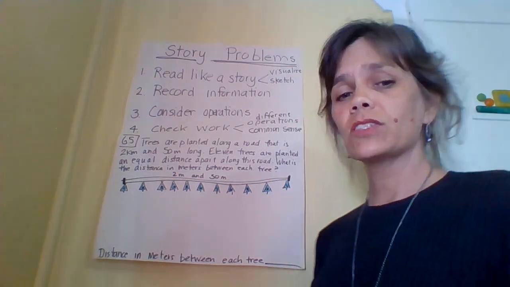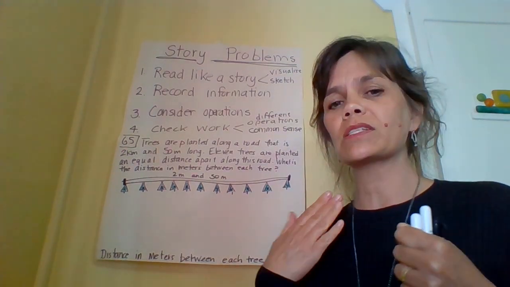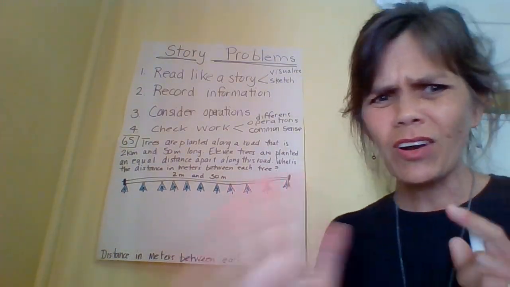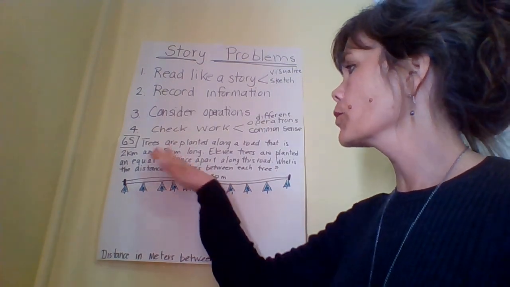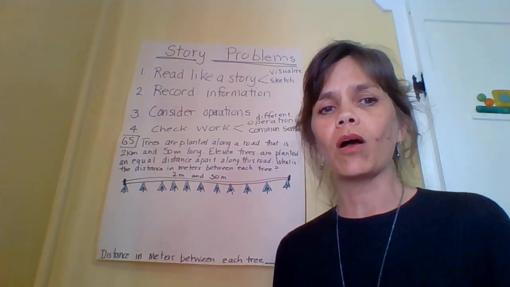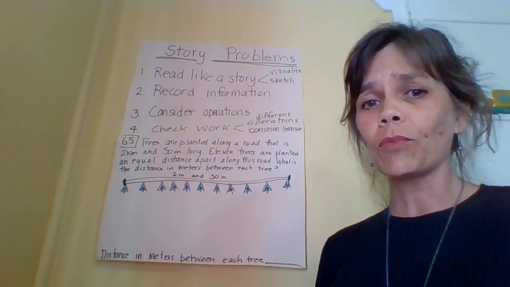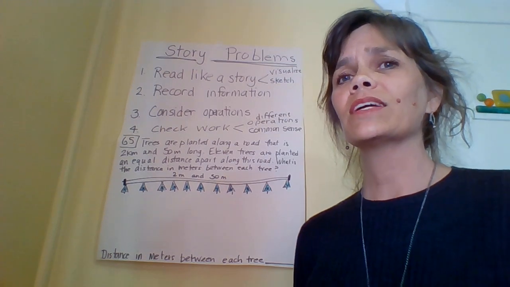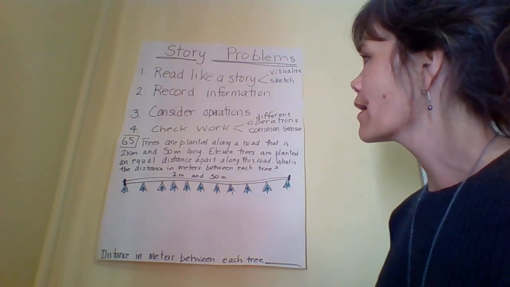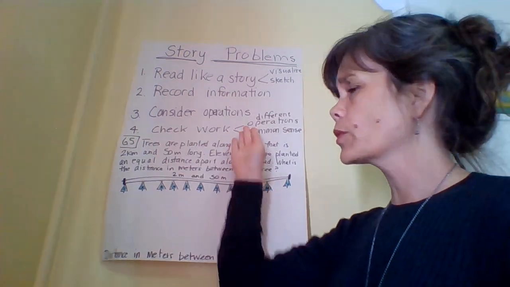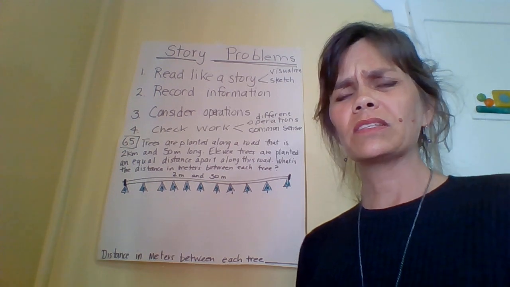So, when I'm reading a story problem, I'm visualizing, sometimes I'm drawing pictures, I'm really trying to be in the story, no matter how weird the story is. Then you record your information as you go along. There are important pieces of information that are usually connected to a number, but not always. You need to pay attention to what you think are crucial pieces. And then you consider what your operations are and think about how best to solve it.